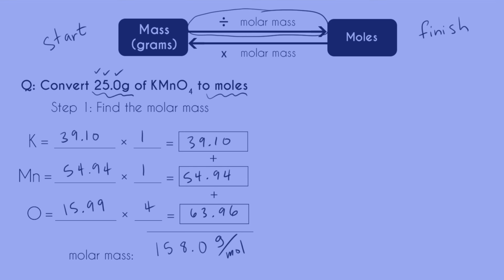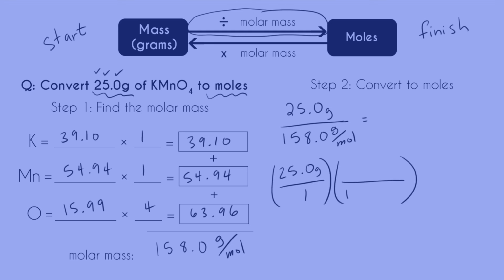Now I'm ready for step 2, which is just to go ahead and convert. And so in this problem, I'm going to have to divide by my molar mass. So my math looks like this. And so I can either divide, or to see the units a little bit more clearly, I can also multiply by the reciprocal. So just setting that up so you guys can see it, if I multiply 25 grams by the reciprocal of the molar mass, it's going to look like this. So I just flipped everything in 158.0 grams per mole and put it into this fraction.